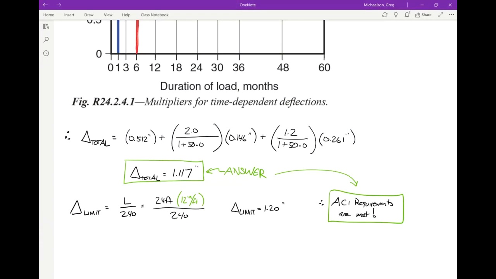Because the deflection that the beam actually has is 1.117 inches, and its maximum deflection is 1.2, so it's less than the limit, so we're good. If we weren't good, we would have to change the dimensions of the beam. We'd have to make the beam bigger and up our I values accordingly. Any questions?